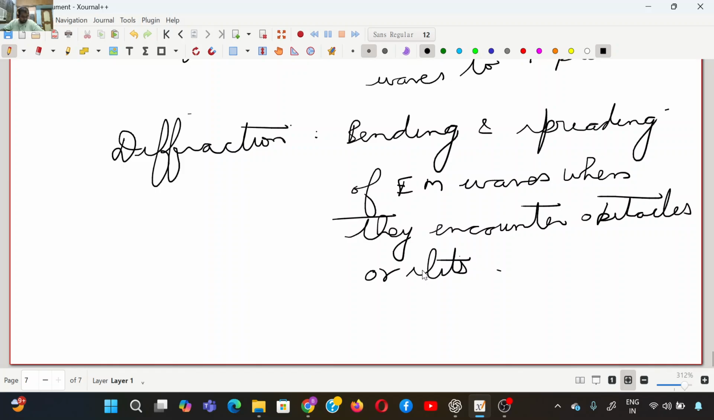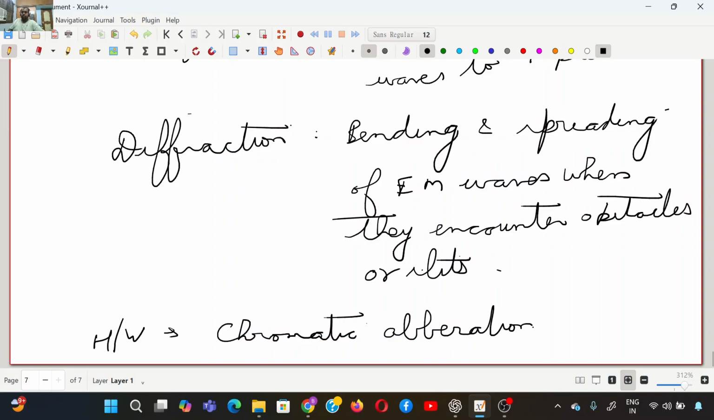And I want you to do some homework. There is something called chromatic aberration. So just look into it. In lens based imaging, that's a distortion due to dispersion, because of which there is a problem called chromatic aberration. When we discuss the components of AS, we may touch upon this part.